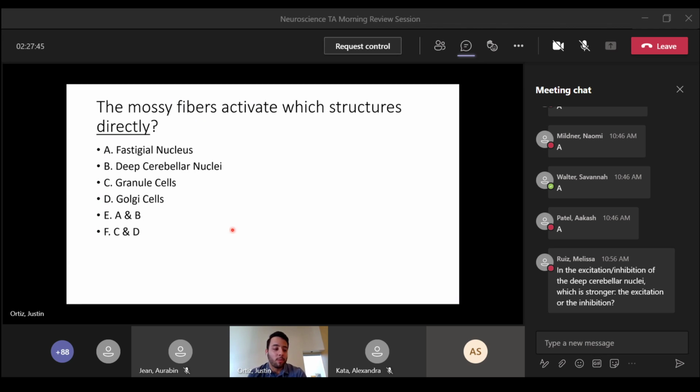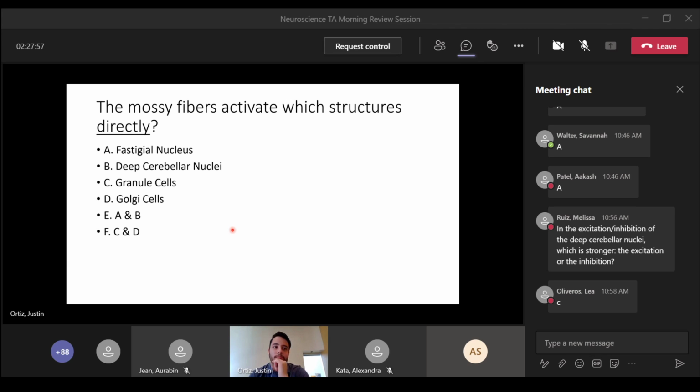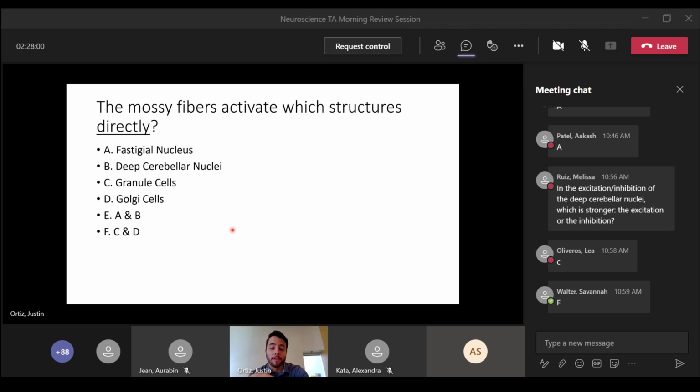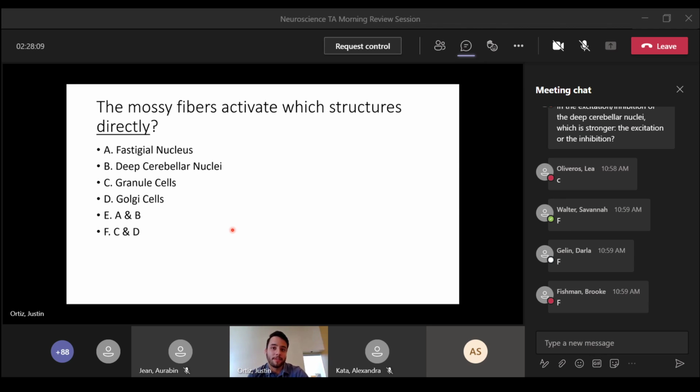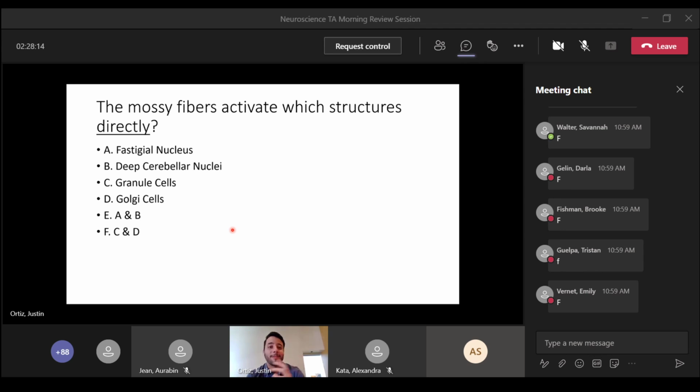Mossy fibers activate which structures directly? So which is stronger? In regards to strength, the climbing fibers are extremely sensitive. They're very strong, right? The climbing fibers are definitely one of the strongest in regards to signals of excitation. But again, the climbing fibers are affecting the Purkinje cells, so the inhibition from the Purkinje cells can be just as strong, right? So it just depends on the output and input of the signals. Great question, though.